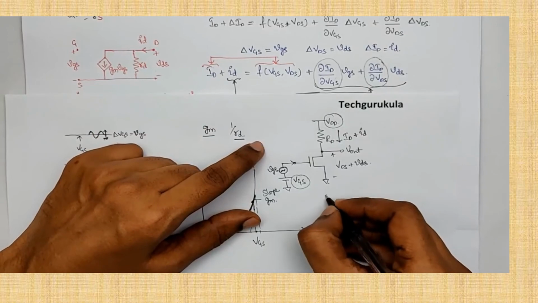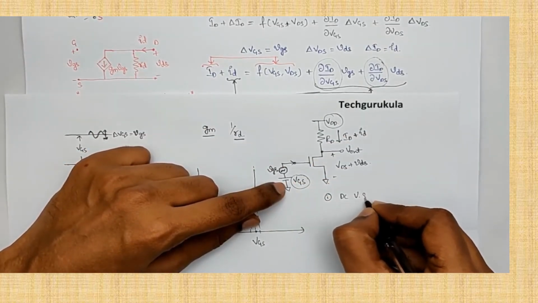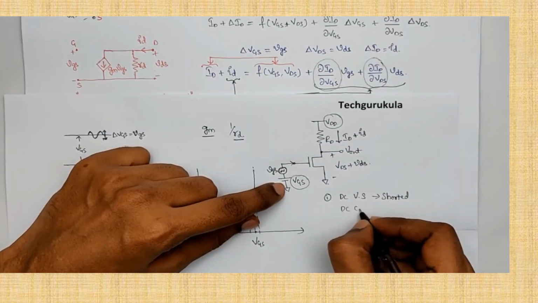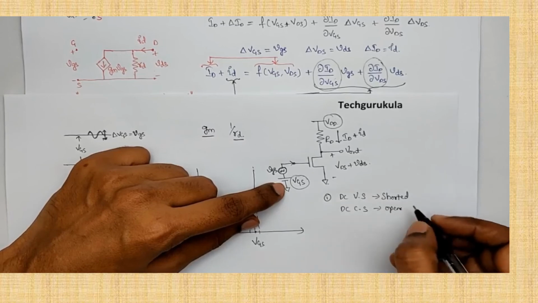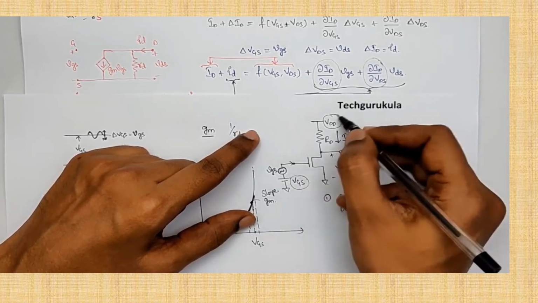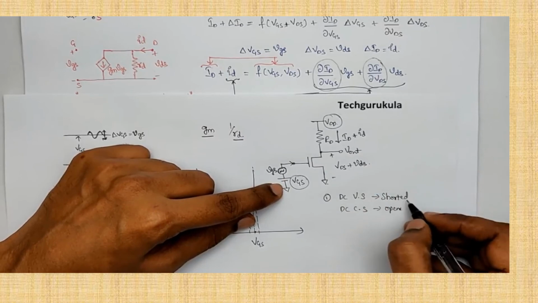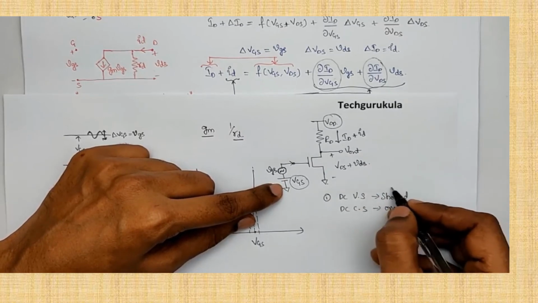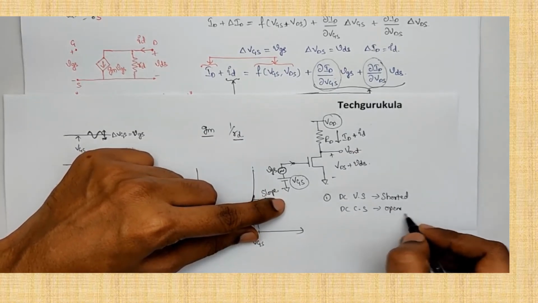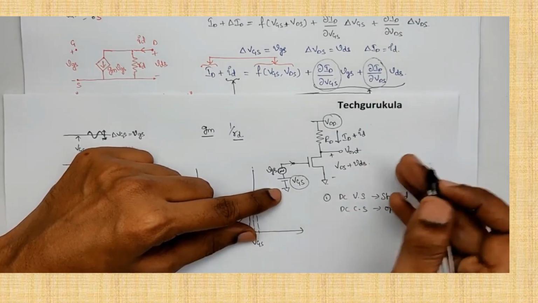In that case, the first point is all the DC voltage sources should be shorted and DC current sources should be opened. Because we are assuming these voltages are zero, the effect of this DC biasing should not be considered during AC analysis. Hence, we take DC voltages as zero, hence short circuited, and DC current sources as zero, which means open. When current source current is zero, it is open. And then we will do the analysis of the small signal.